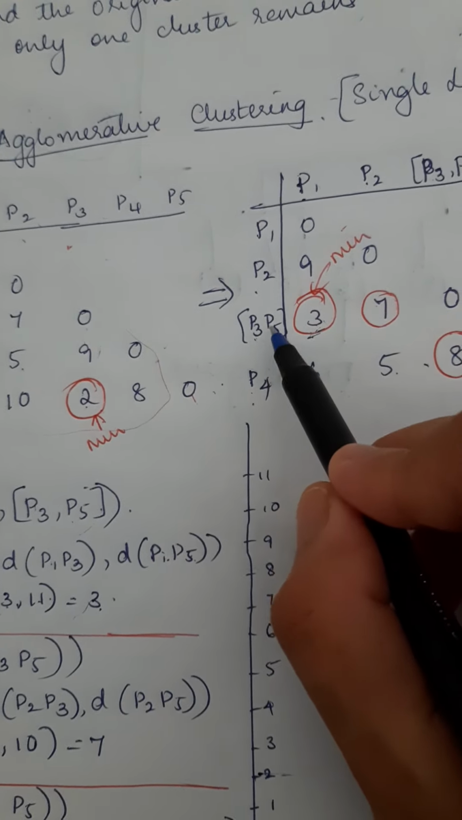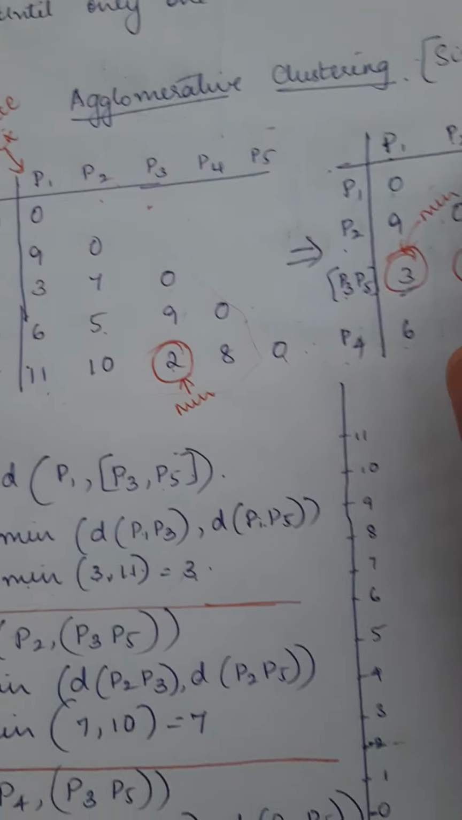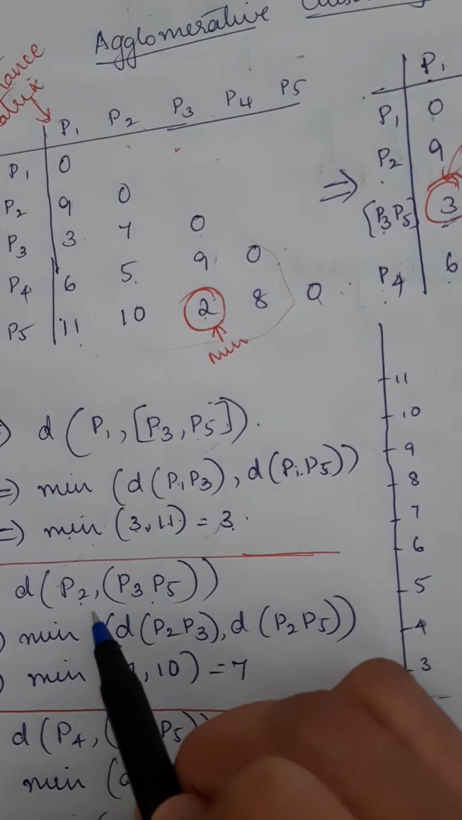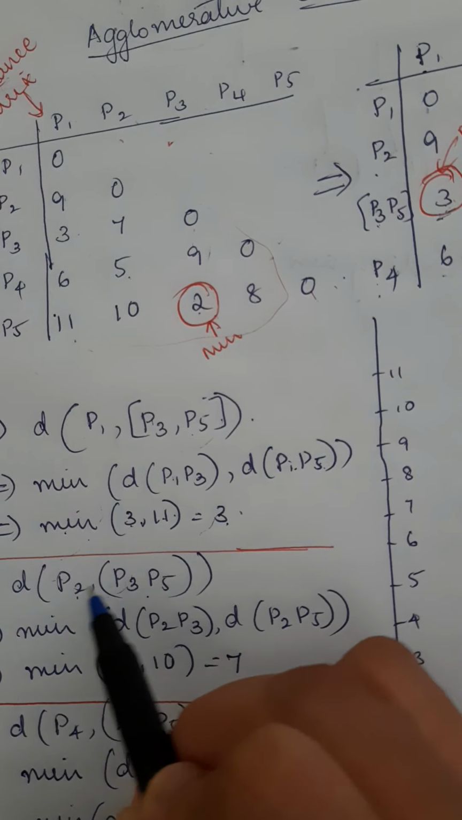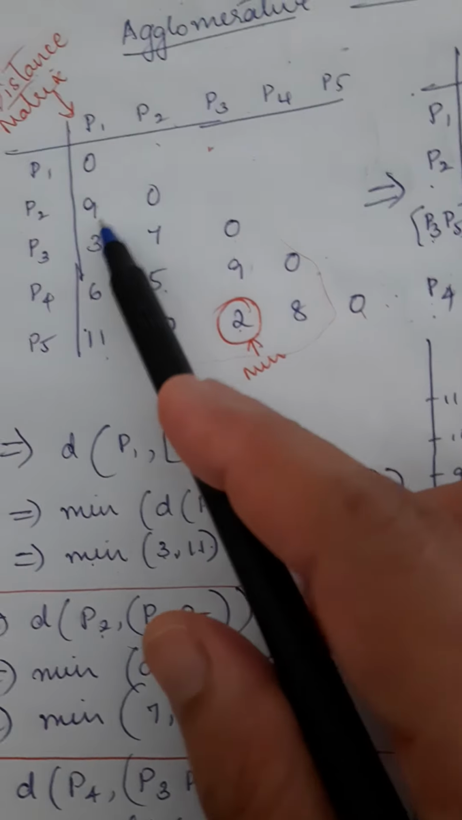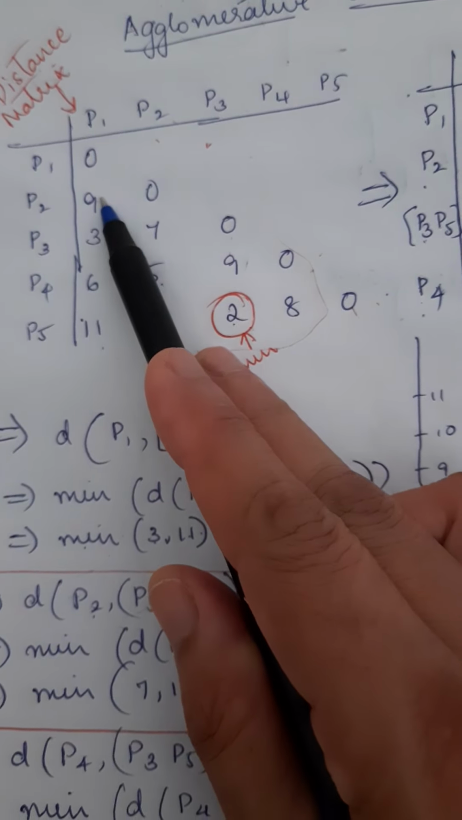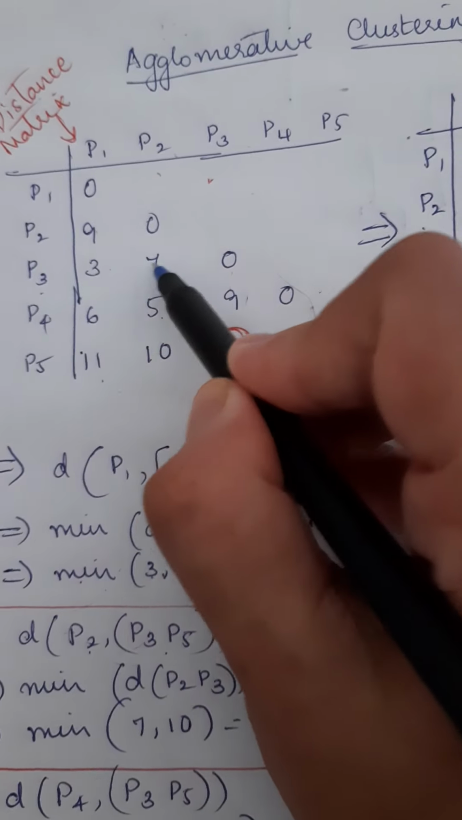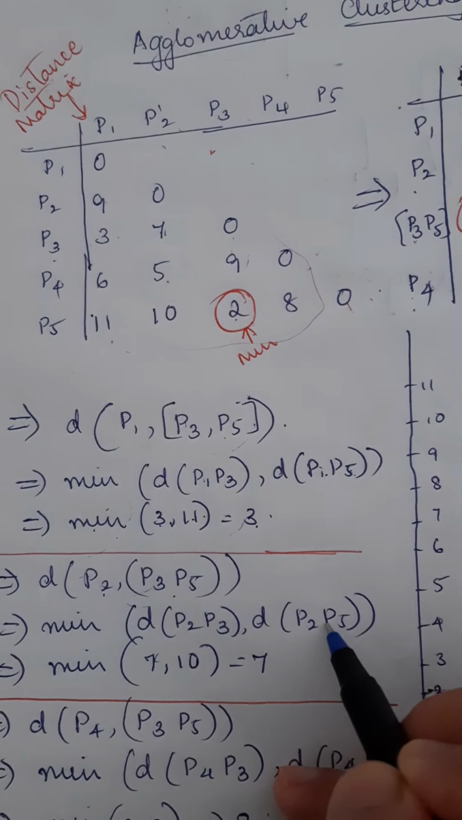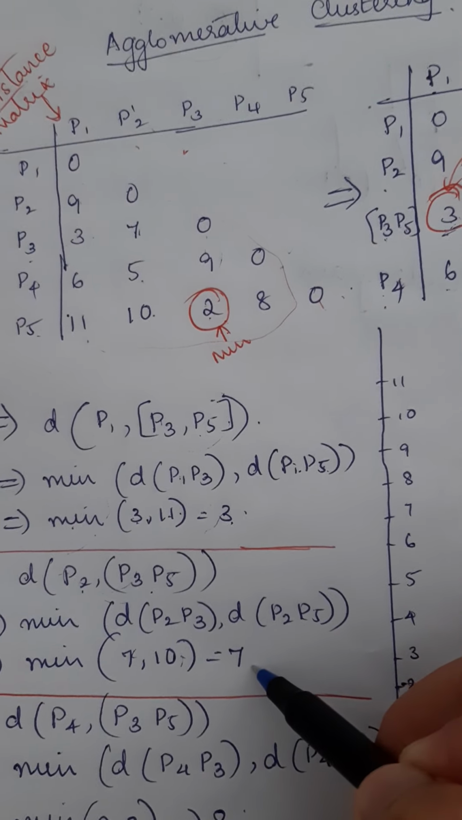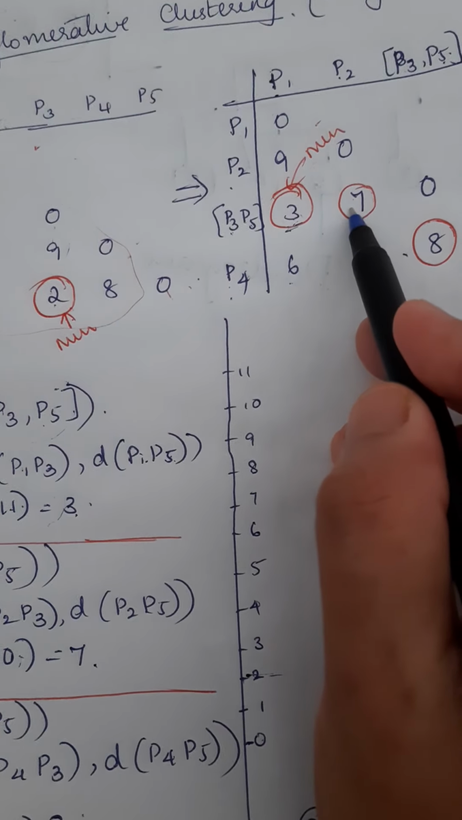Same way, next, between P3, P5 and P2. So I have to find the distance between P2 and P3, P5. How will I find? The distance between P2 and P3 and P2 and P5, the minimum value. So P2, P3 is how much? P3, P2, this value. P3 and P2, it is 7. So I have written 7 over here. Okay, and P2, P5. P5, P2 is 10. 10 over here. Minimum is 7. So 7 comes as the next point.